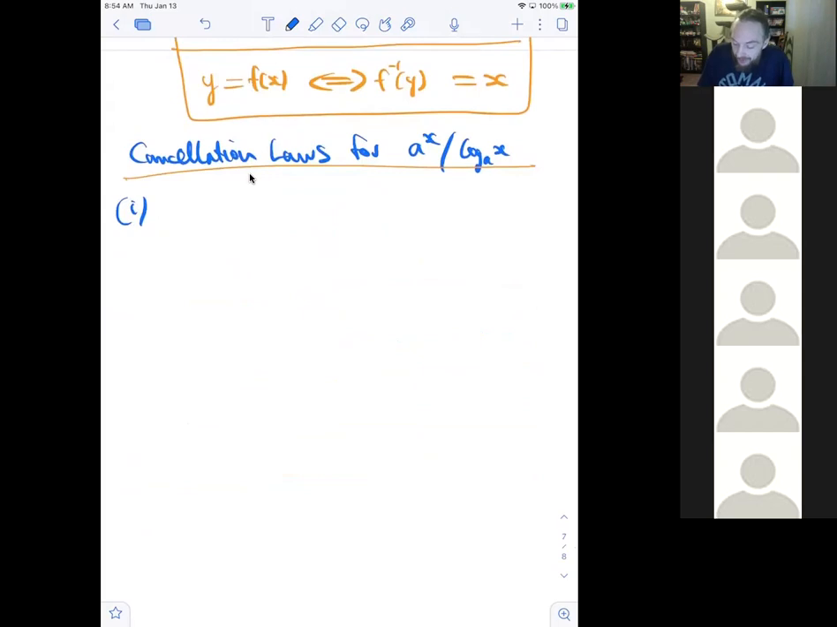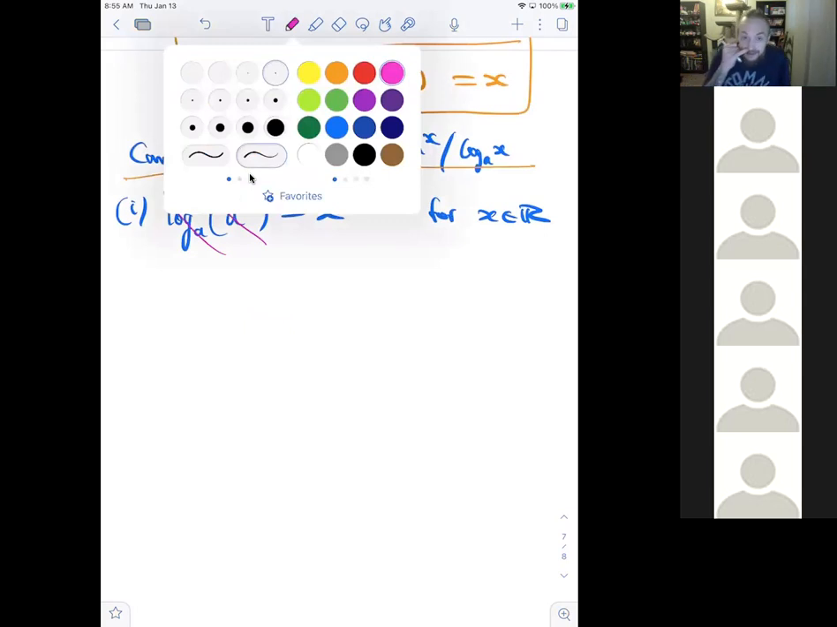But one, if we have log base a of a to the x, this is equal to x, for x in R. So that one always cancels. As soon as log base a touches a, then this goes away. The cancellation laws. How do you cancel subtraction? With addition. How do you cancel multiplication? With division. How do you cancel logarithms? With exponentials. And how do you cancel exponentials? With logarithms.